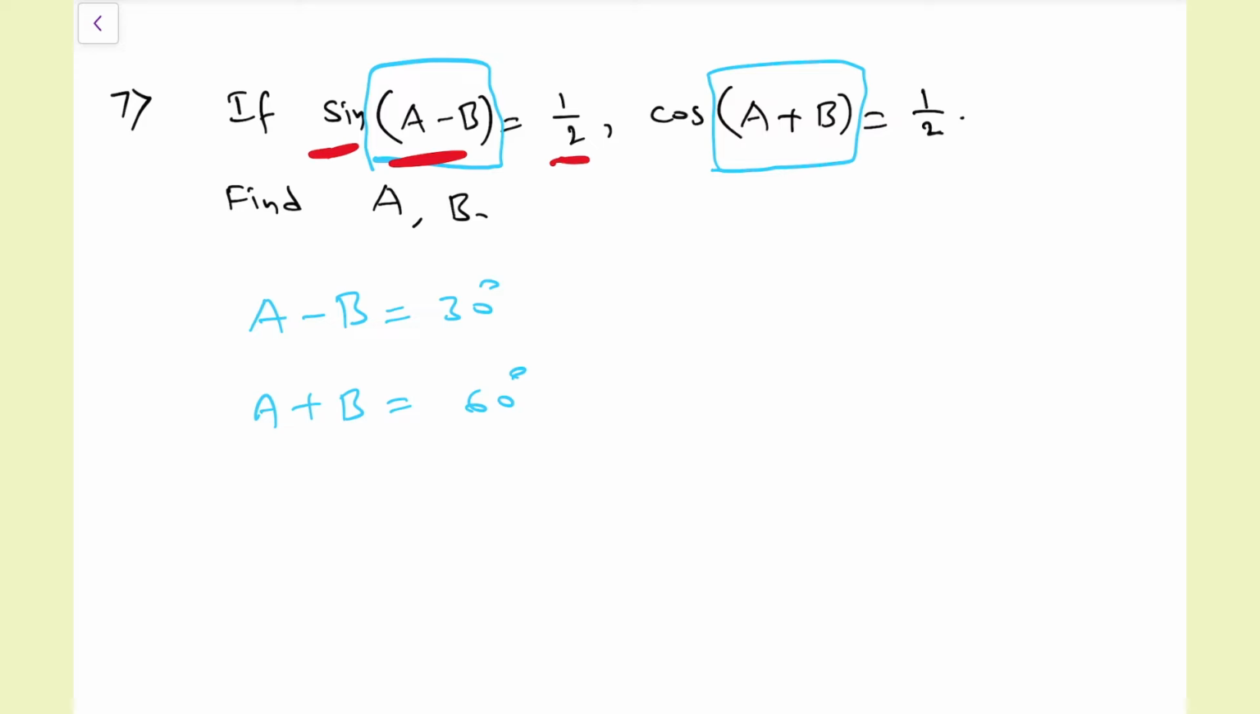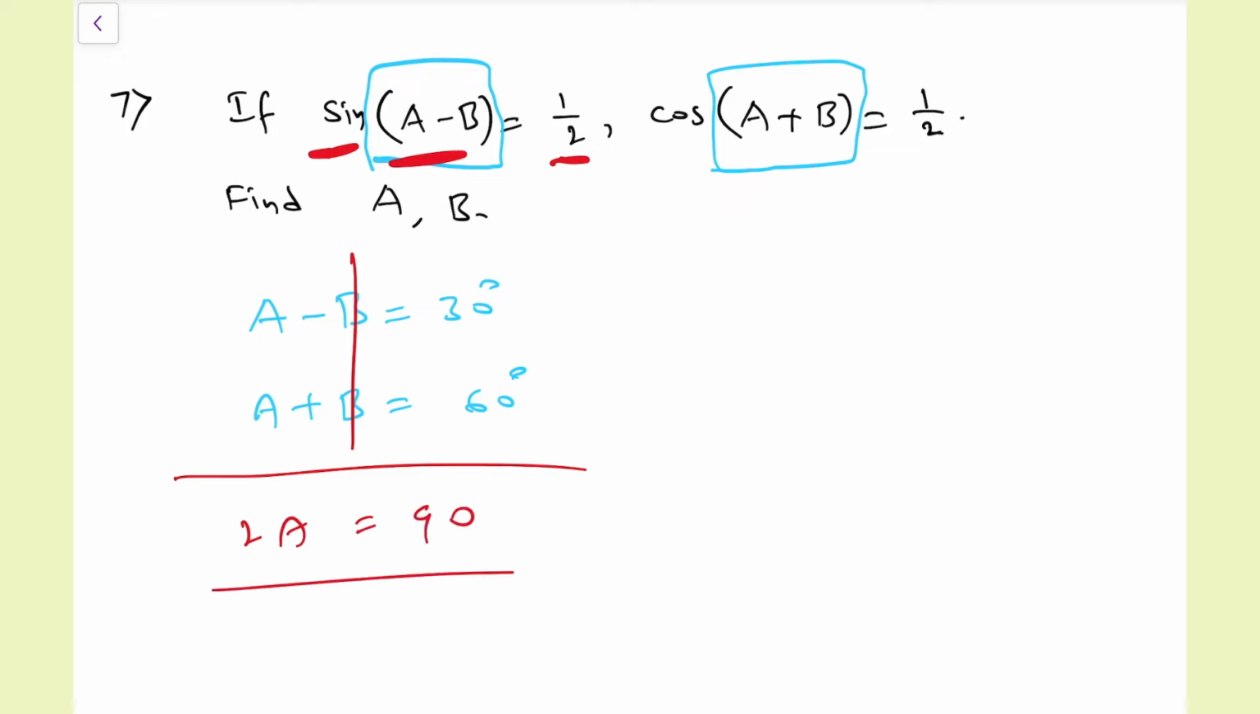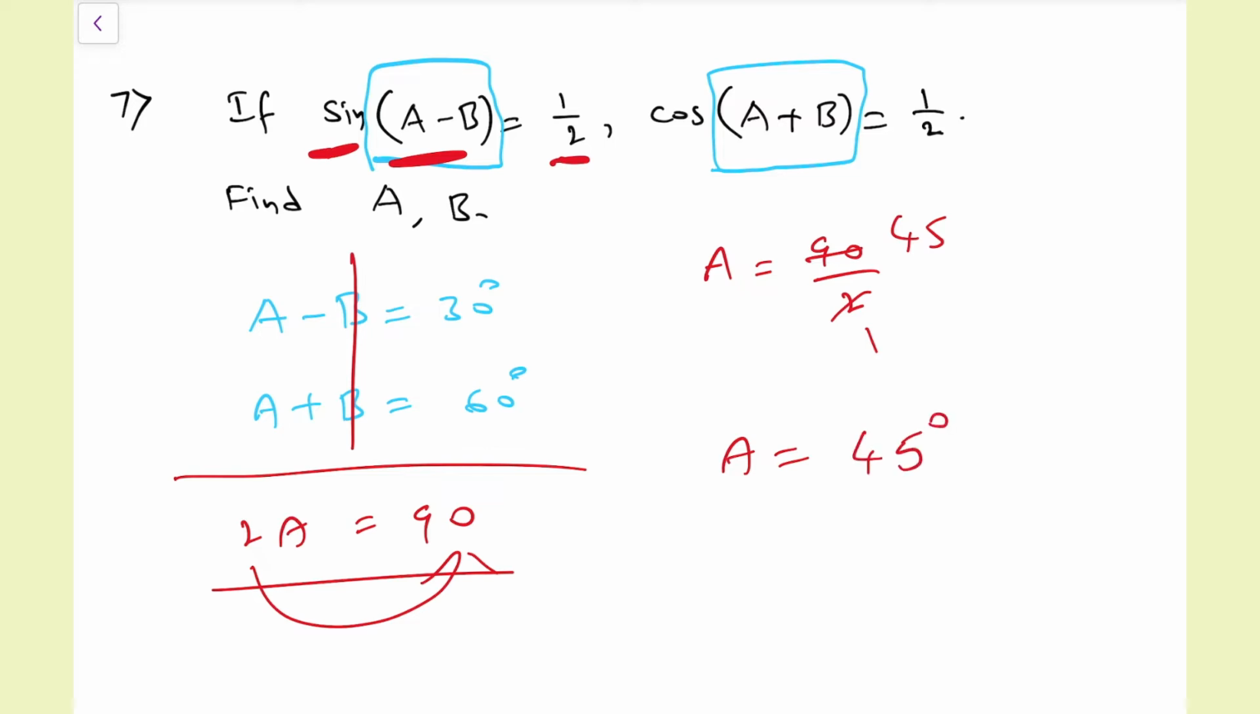Let us simplify these two equations now. A plus A is 2A, minus B plus B cancel. 30 plus 60 is 90. Take 2 to the right side. So we will get A equals 90 by 2. 2 ones are 2, 2 forty-fives are 90. The A value we got is 45 degrees.